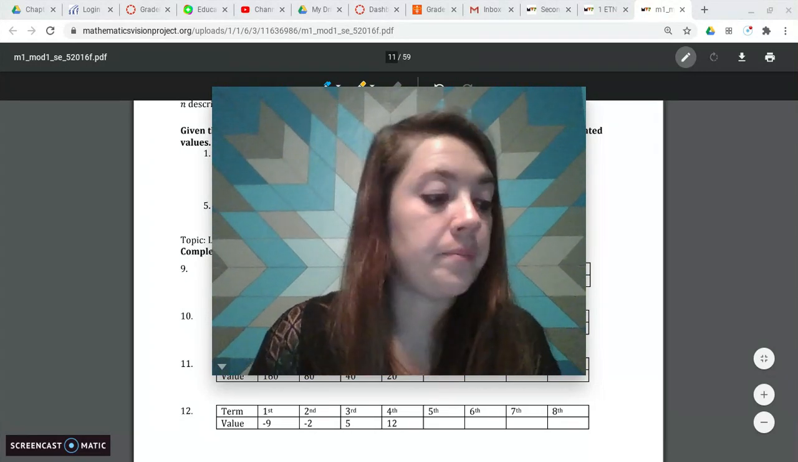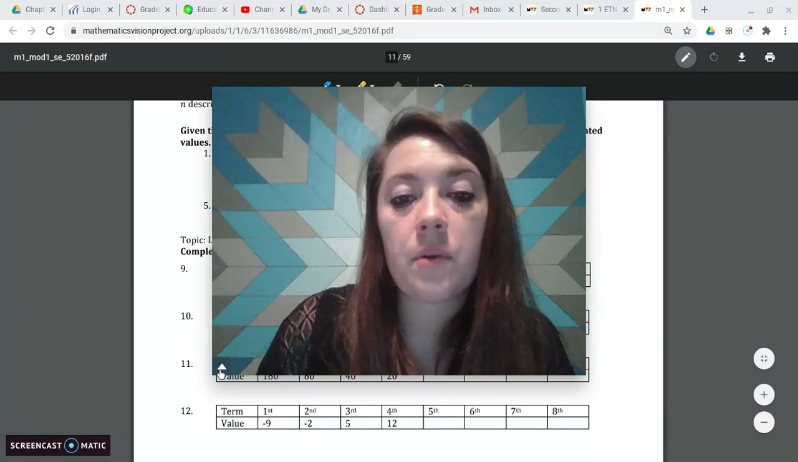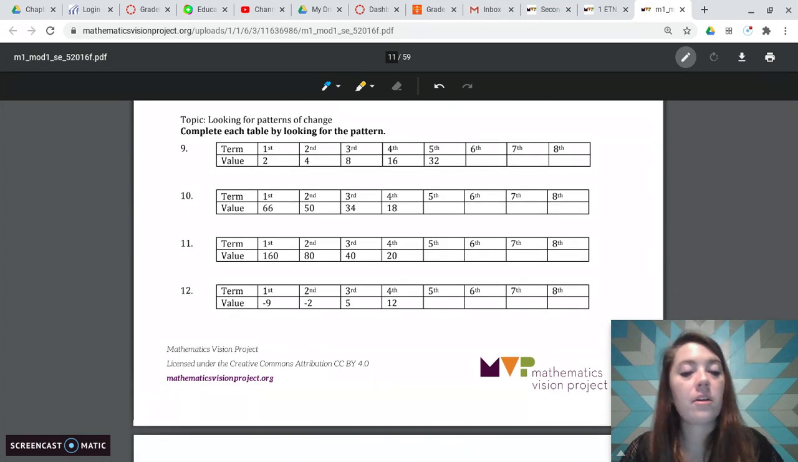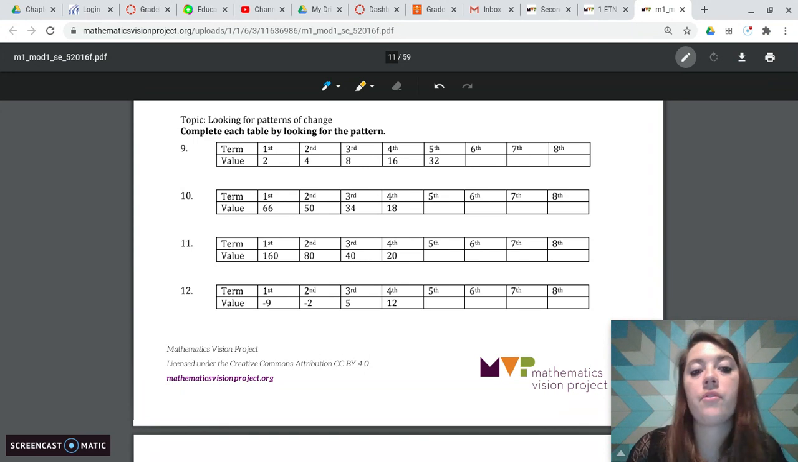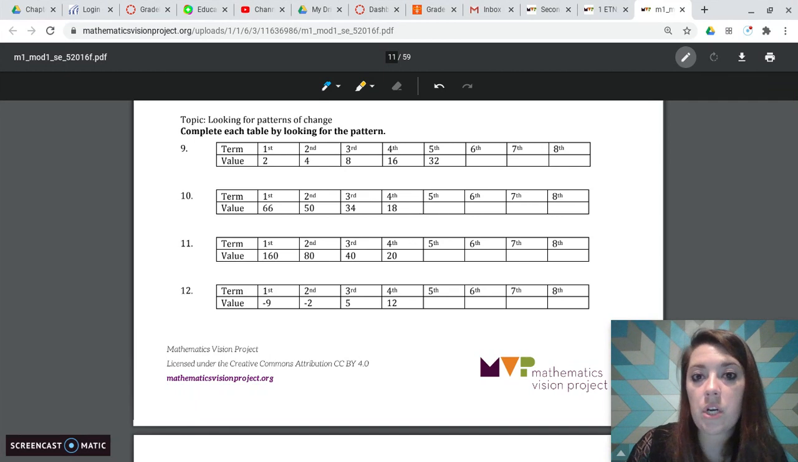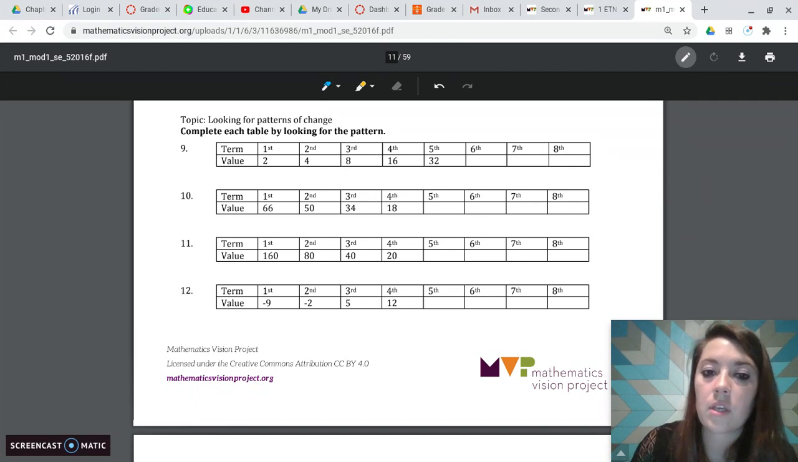All right, so the next thing we're looking at, right down here, we are looking for patterns of change. So we have the term number: first, second, third, fourth, fifth, sixth, seventh, eighth. So we've got all these terms, and then we've got the value. So the first term is 2, the second term is 4, third term is 8, fourth term is 16, fifth term is 32. So what this is, is what's known as a sequence. Sequence is your key word for this lesson.